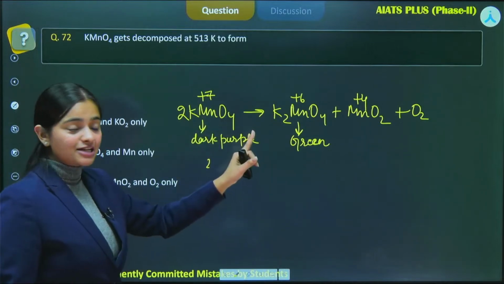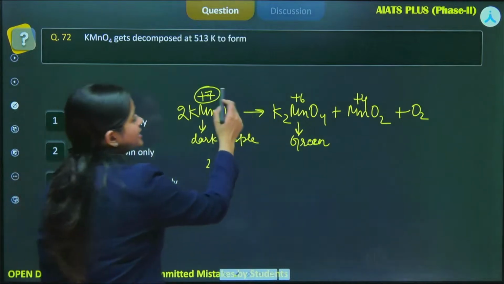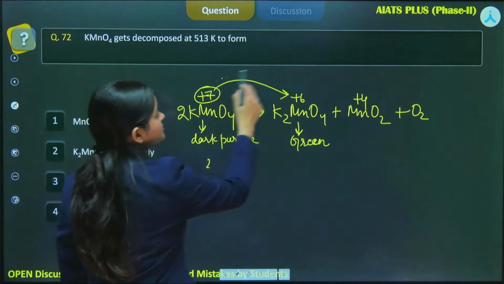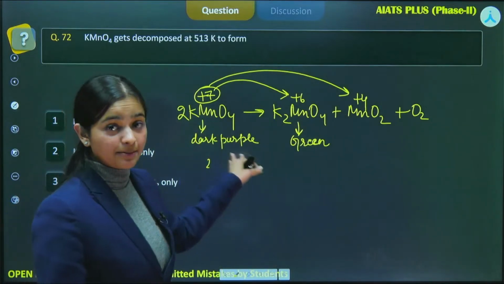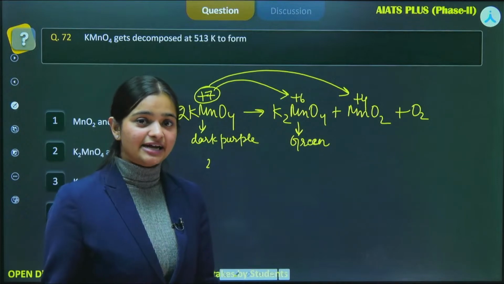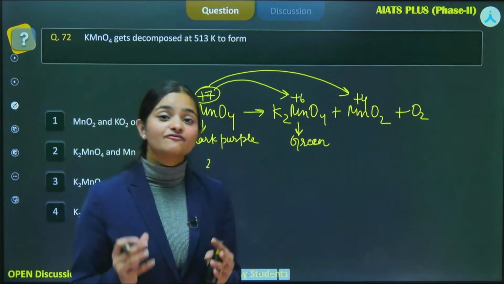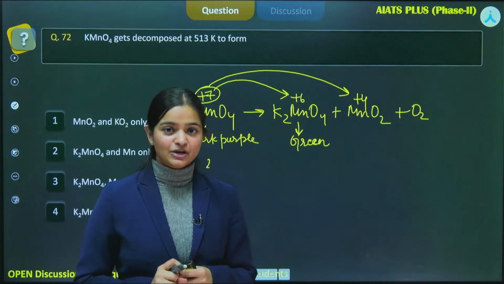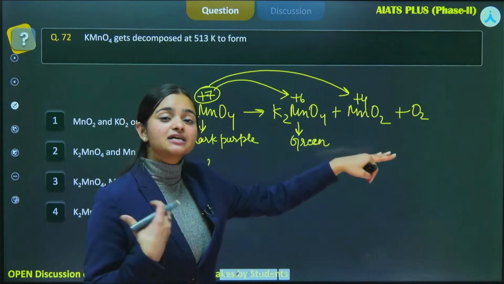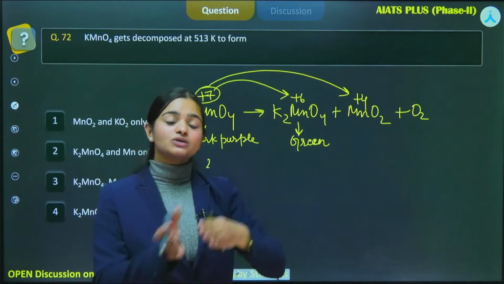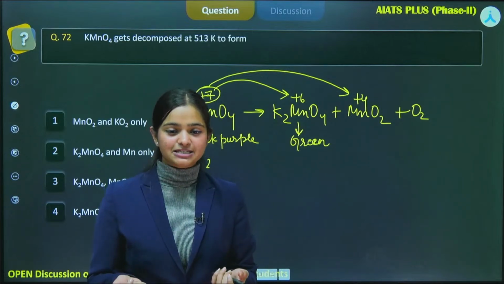Now if we look at this reaction, manganese in the +7 oxidation state is getting reduced to +6 and +4. This also signifies that potassium permanganate is a self-indicator, and also that it is a very strong oxidizing agent. See, it is being reduced here and here. It is a very strong oxidizing agent, that is, it oxidizes others and reduces itself. Okay, I hope this is clear.